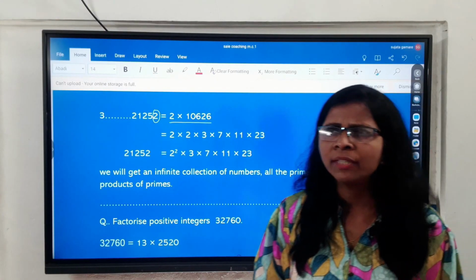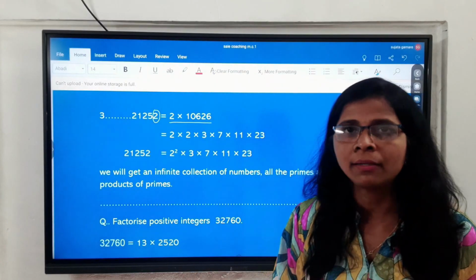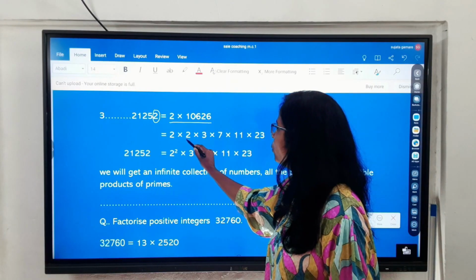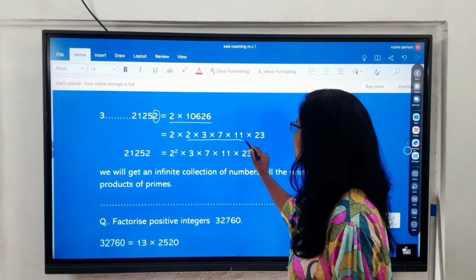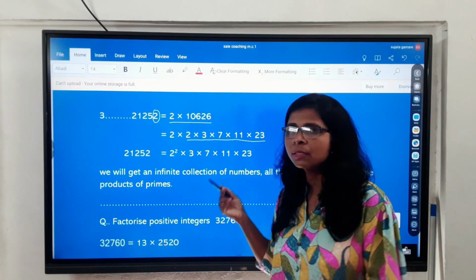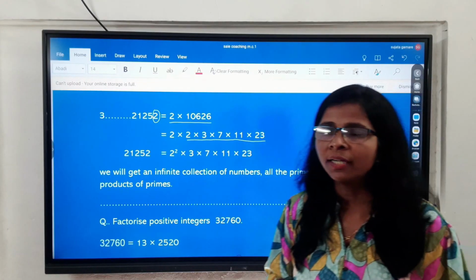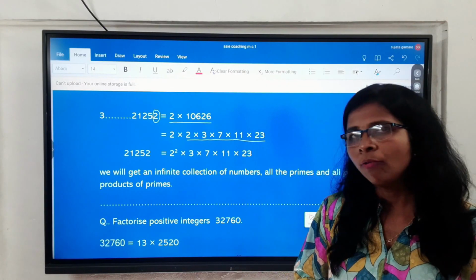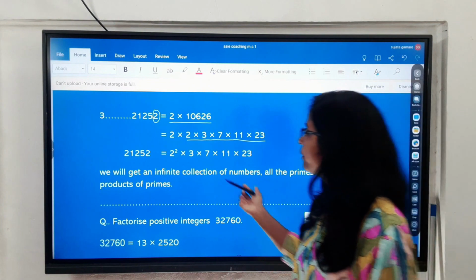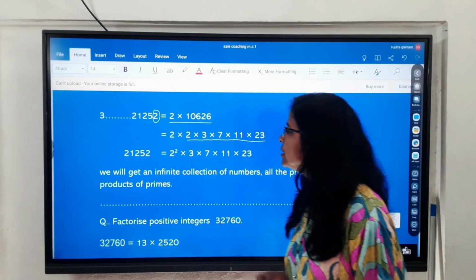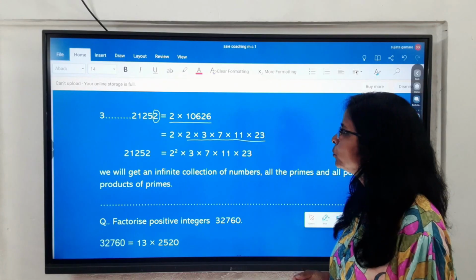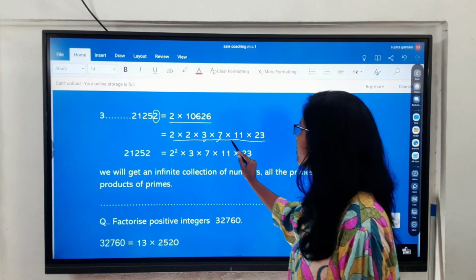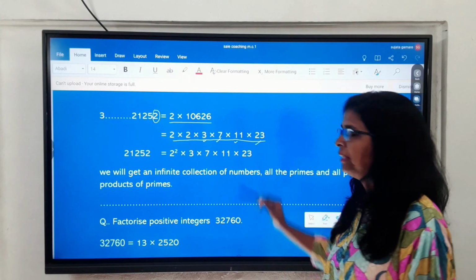Now 10,626 we have just done, and its factors are also given. So I know that the factors of 10,626 are 2 multiply 3 multiply 7 multiply 11 multiply 23. Yes. So very easily we can find out the factors of the largest number. So now, what are the factors of the biggest number 21,252? That is 2 multiplied by 2 multiplied by 3 multiplied by 7 multiplied by 11 multiplied by 23.